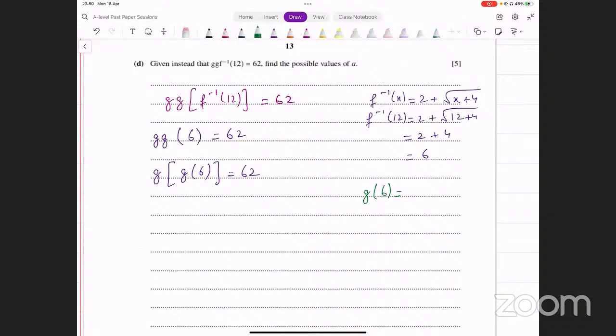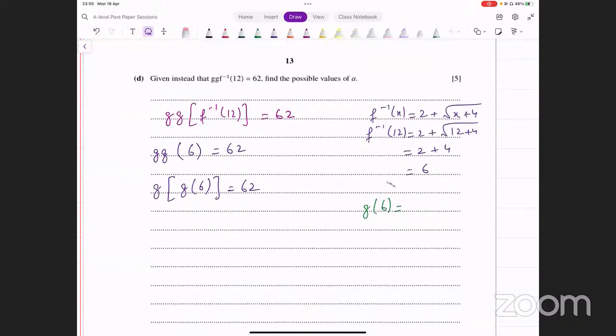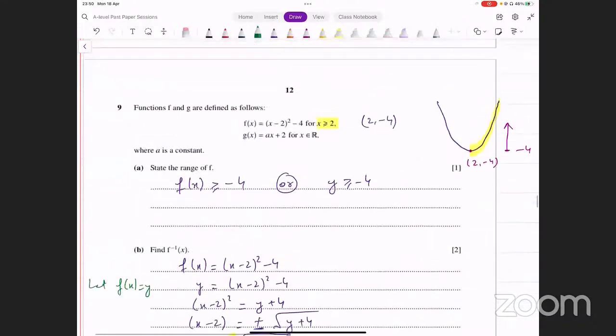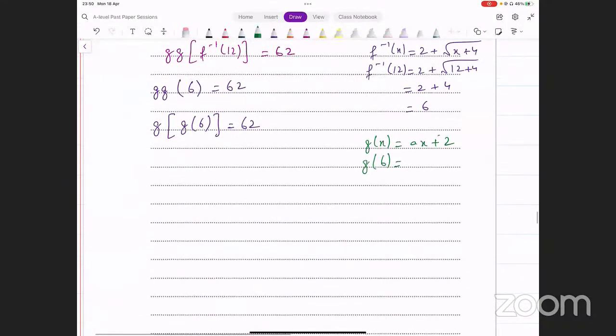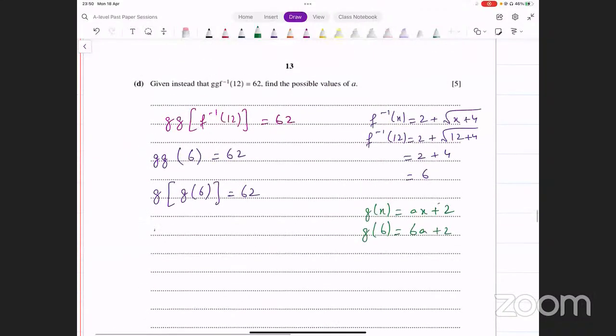So G of x, what did you have? It was ax plus 2. Write that function down first. Ax plus 2. Input 6 into it. That gives you 6a plus 2. So now we have G of 6a plus 2 that equals 62.